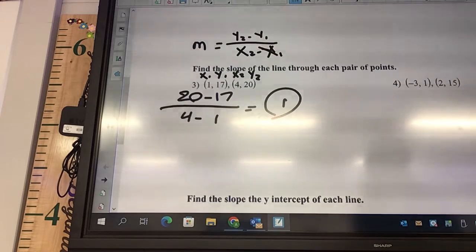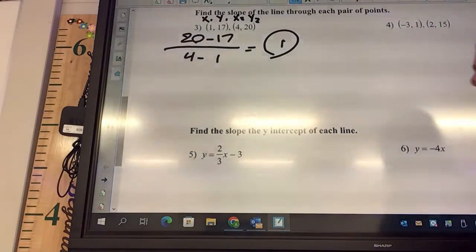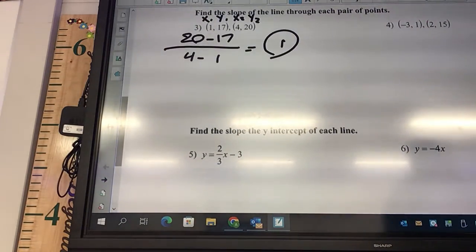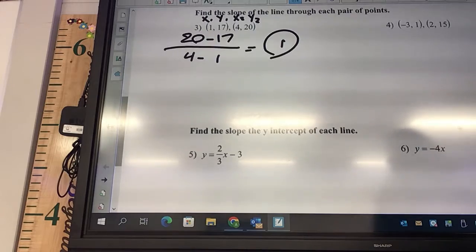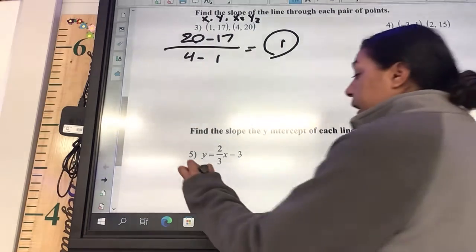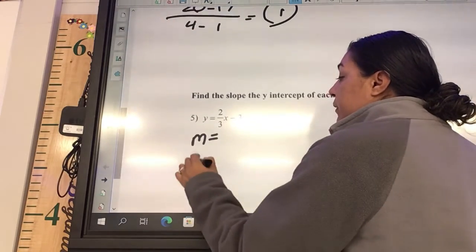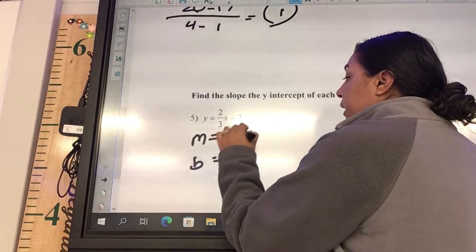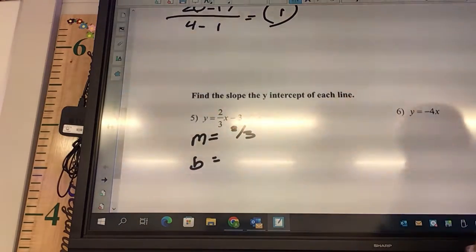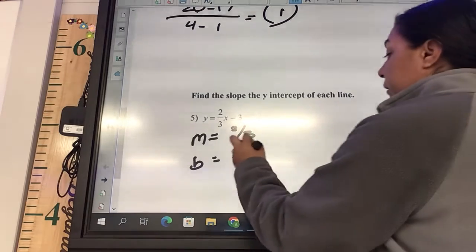Okay, so the answer is 1. The next section says find the slope and the y-intercept. What form is this in? Y equals mx plus b, which is called the slope-intercept form. What is our m? 2 over 3, not 2 over 3x. Okay, what is our b? Negative 3.